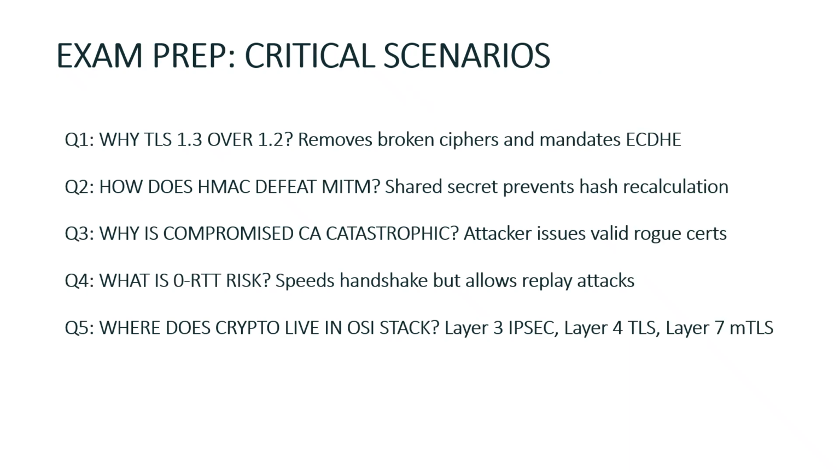Question 1. Why force TLS 1.3 over 1.2? Because it removes broken ciphers and mandates ECDHE for forward secrecy. Question 2. How does HMAC defeat man-in-the-middle attacks? The shared secret prevents attackers from recalculating valid hashes.